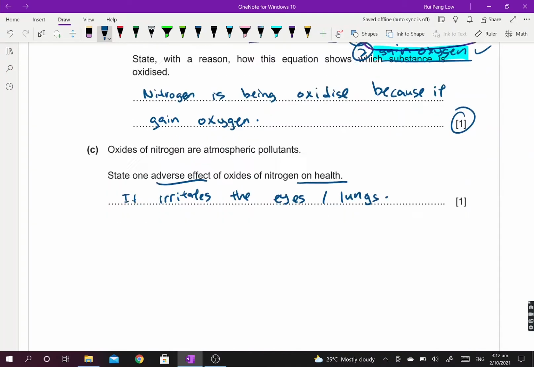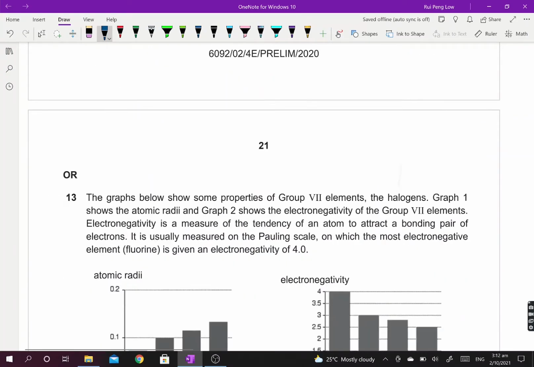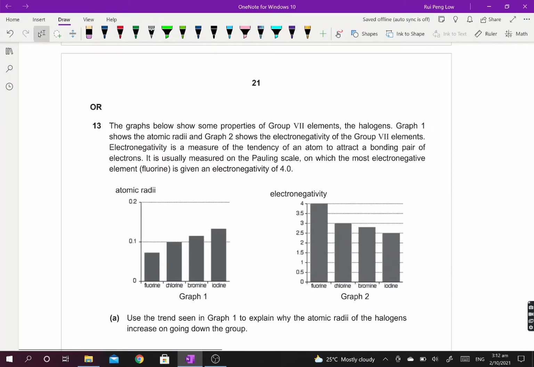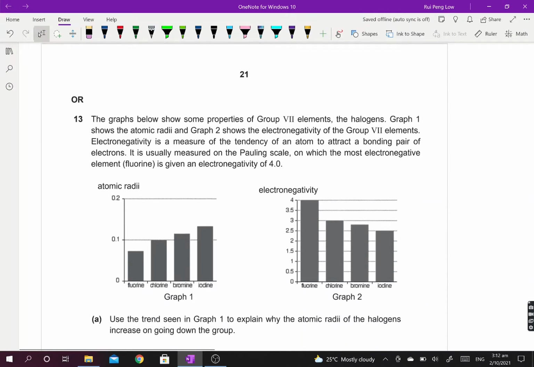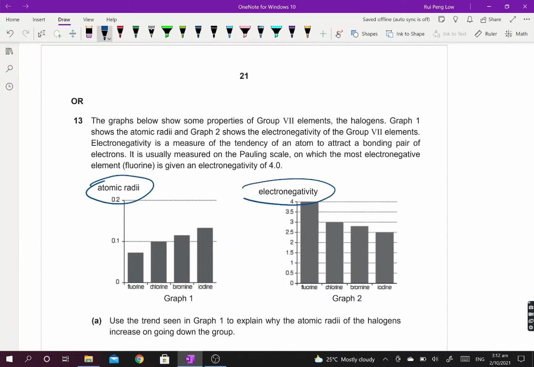Okay, so quite easy, you can get a 1 mark. Now the last question, all question. So we have two graphs, graph 1 and graph 2. From the looks of it, pretty obvious this is on the topic of periodic table, and to be more specific, this is group 7 elements. So we have the atomic radii, and then we have the electronegativity.